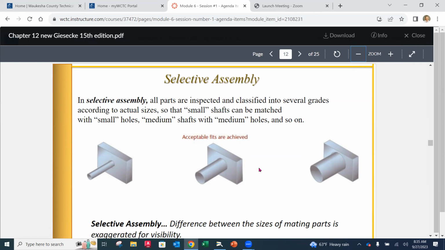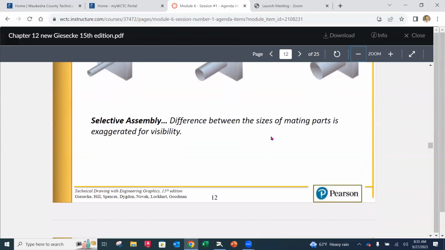Now, selective assembly is when all the parts are inspected and classified into several different grades. So sometimes this might be where you have certain parts that fit together and certain parts that maybe don't. So you might line up the hole to the shaft. But I will tell you, this is not something that you want to count on. A lot of times companies just want to have their bin of their parts and their other bin of their parts. And now we're just going to start putting them together. So you can't plan for some of them not fitting and some of them fitting. All right. You have to be able to dimension so that everything is going to fit together with the appropriate fit.